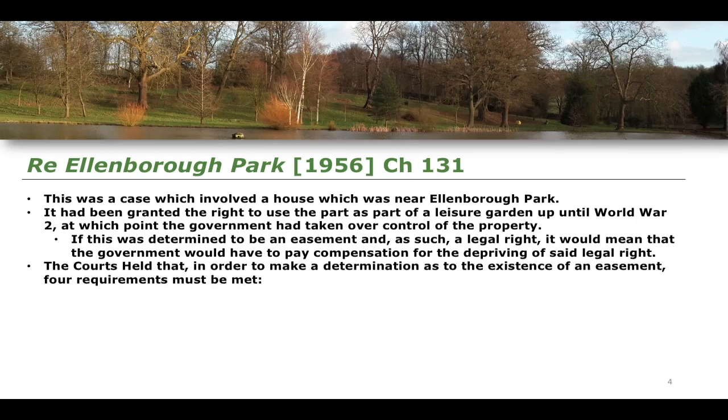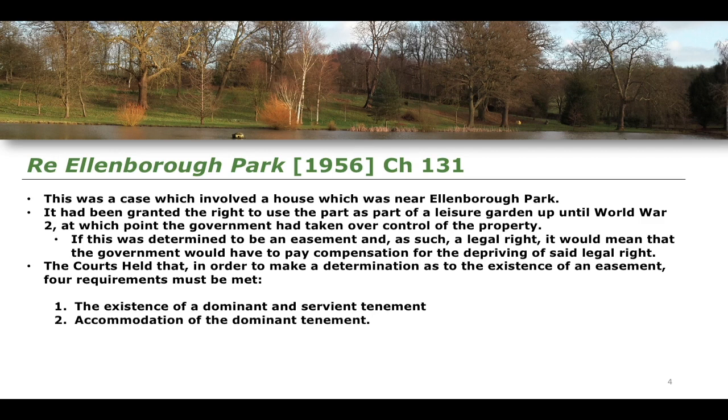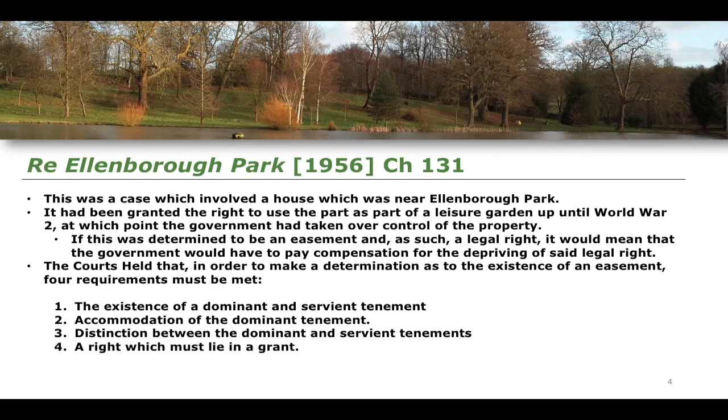The courts held that, in order to make a determination as to the existence of an easement, there must be 4 requirements, and if these 4 requirements are met, then an easement does exist. The requirements are as follows. Firstly, there must be the existence of what is known as a dominant and a servient tenement. Secondly, there must be accommodation of the dominant tenement. Thirdly, there must be a distinction between the dominant and servient tenements. And fourthly, finally, there must be a right which must lie in a grant. These are the 4 requirements that are outlined by the case of Re Ellenborough Park in relation to the creation of an easement.